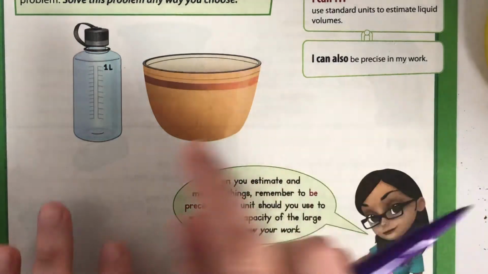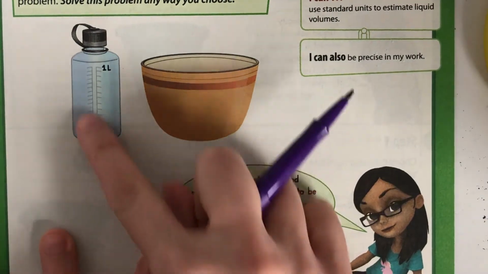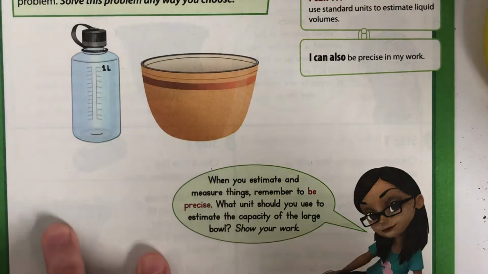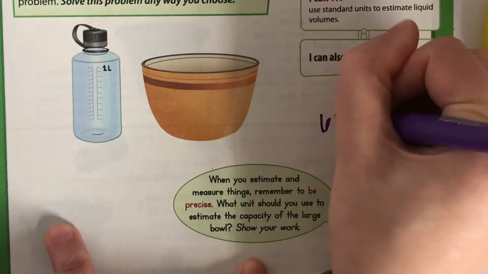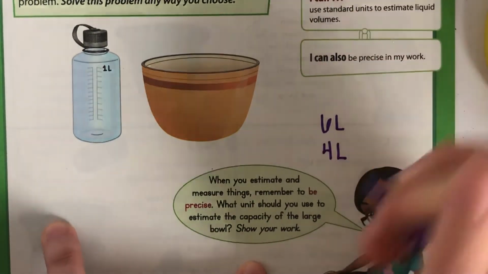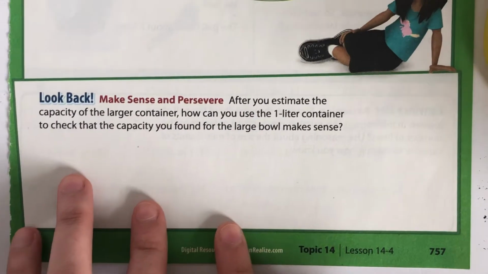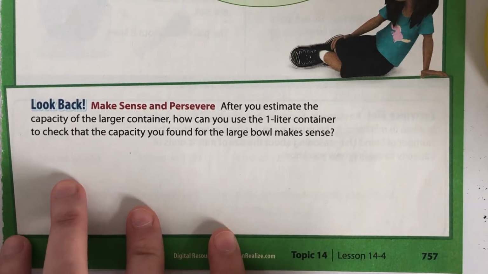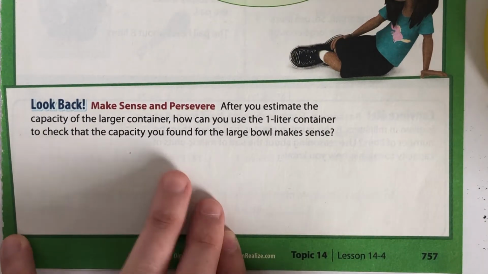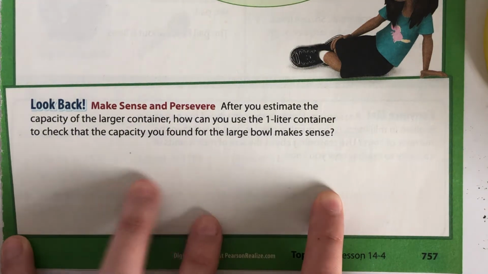So if we do this into here, I think, and whatever you think. It could be 6 liters, it could be 4 liters. Whatever you think or whatever you measure at home could be your answer. After you estimate the capacity of the larger container, how can you use the 1 liter container to check the capacity you found for the large bowl makes sense?